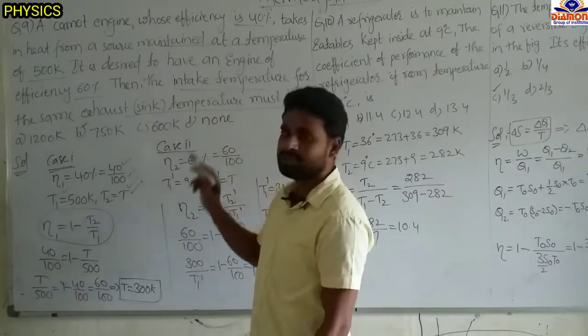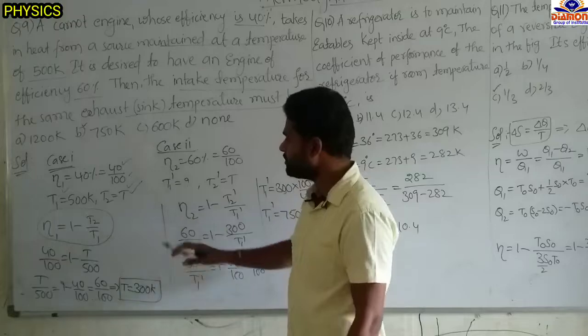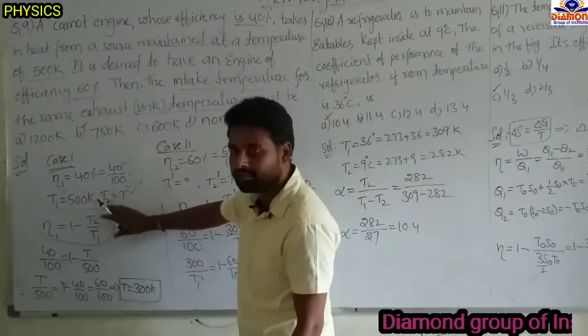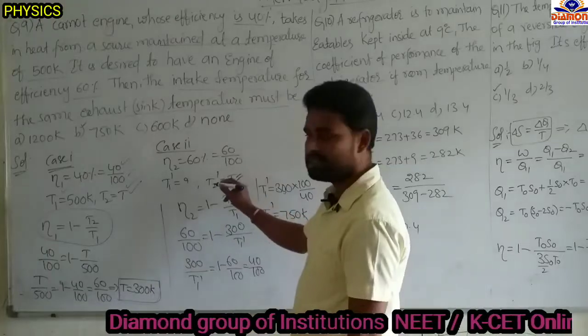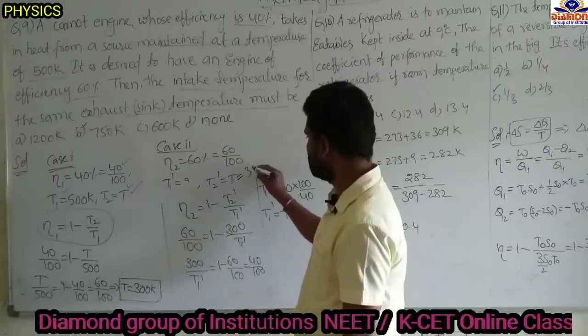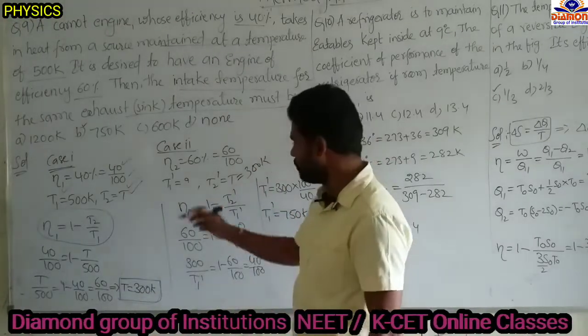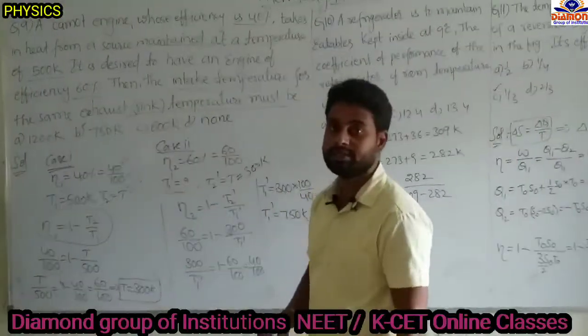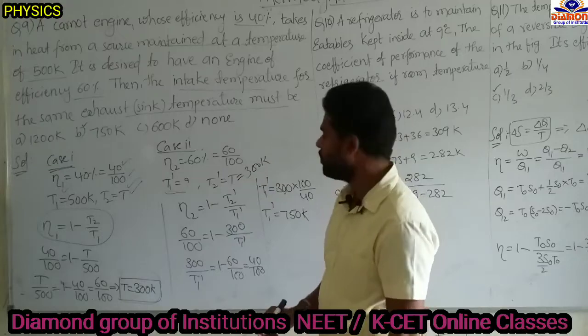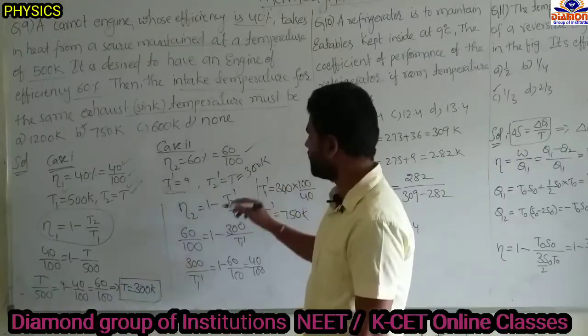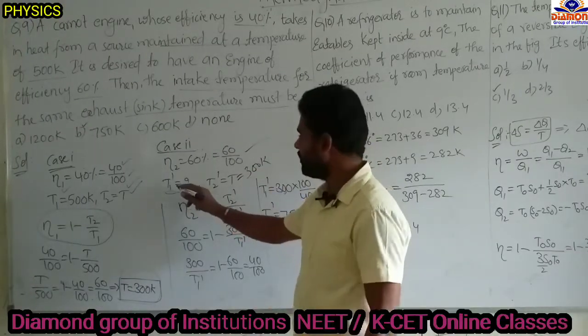In both cases the sink temperature is the same. In this case the sink temperature is 300 Kelvin, as we got. Here also the sink temperature, T2 dash, is 300 Kelvin only. We have to find the intake, the source temperature, to increase the efficiency to 60%. So eta 2 equals 60 by 100. Intake temperature we have to find, T1 dash.